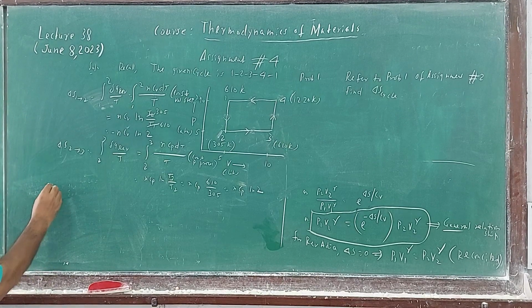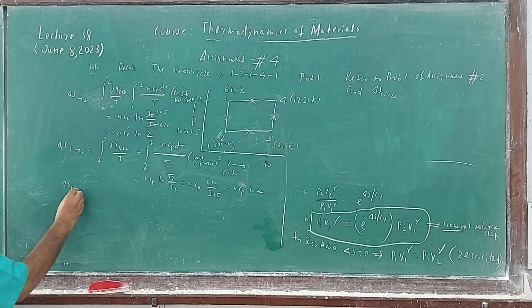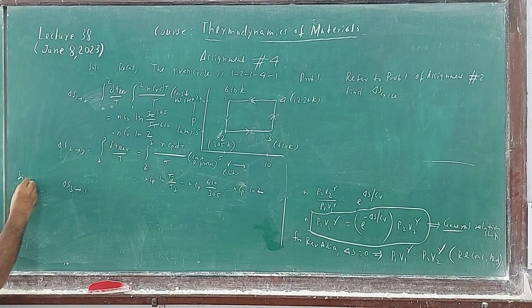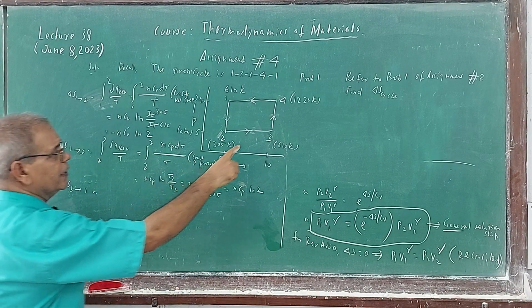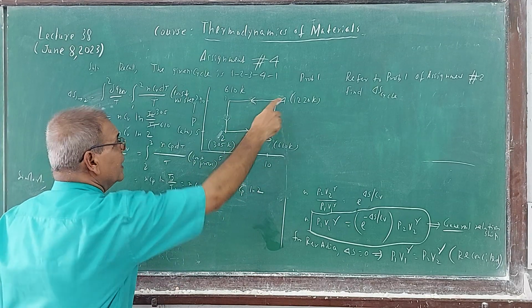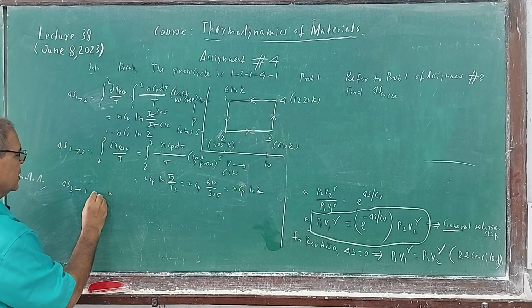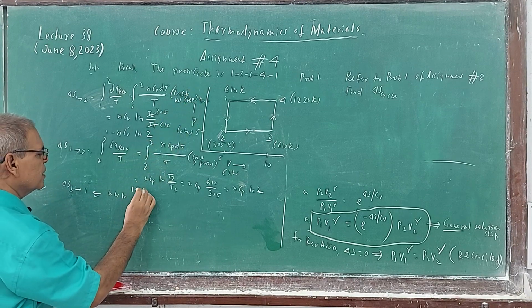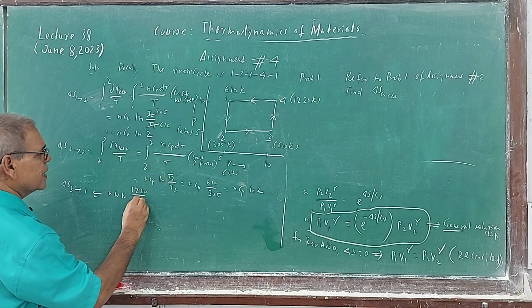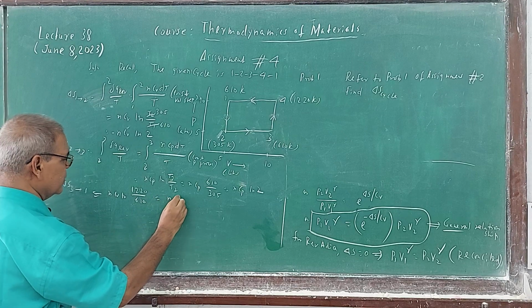Delta S for 3 to 1. Similarly, I am writing, don't take time for this easy thing. What is 3 to 1? Tell me. Similarly, again constant volume: NCV ln. Follow: final is 1220 over 610, so NCV ln 2.